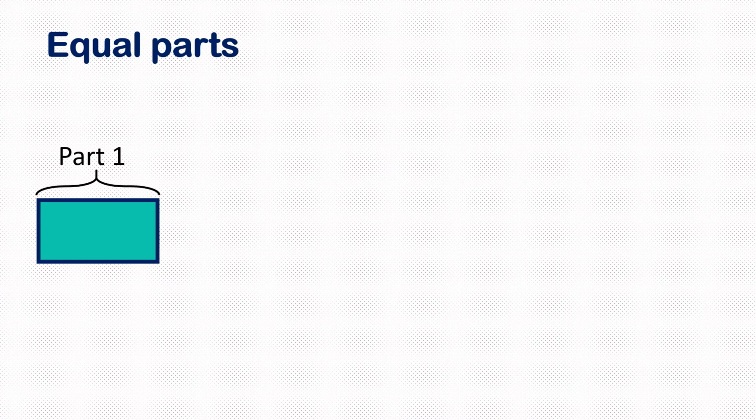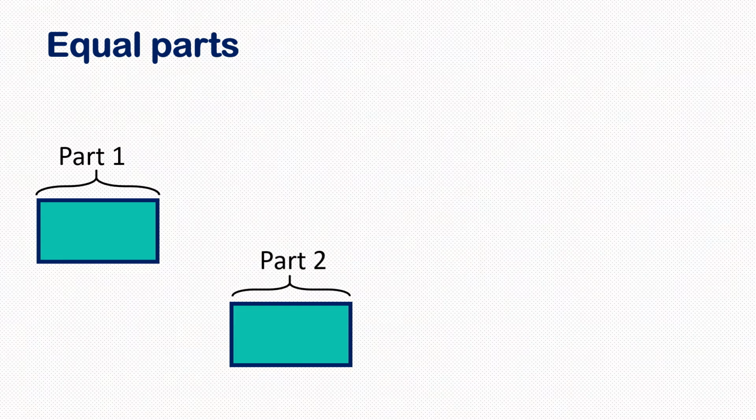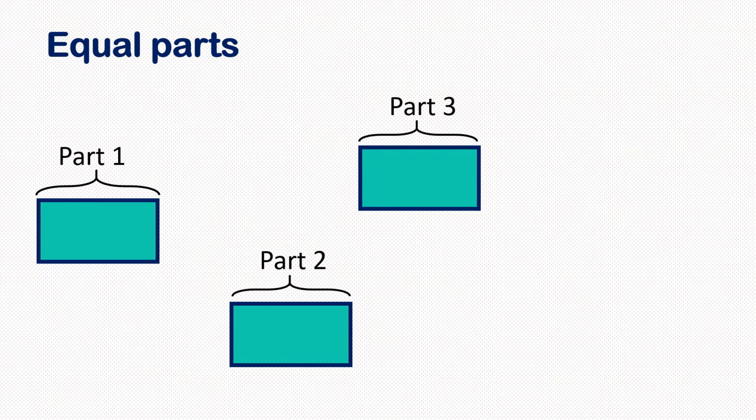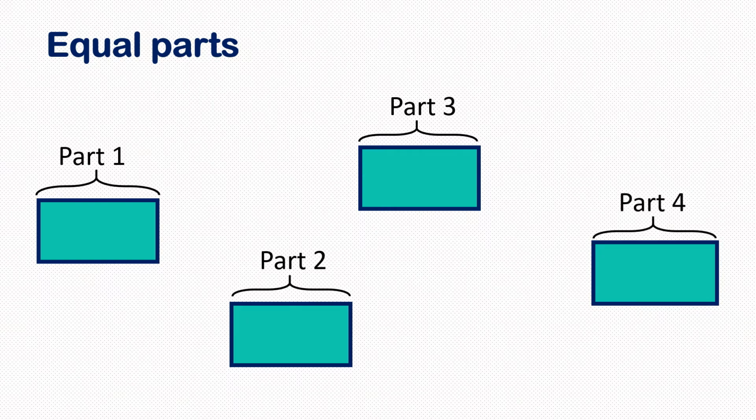Now we'll count equal parts. This is part 1 and this is part 2. Can you see these two parts are equal, same shape, same length. This is part 3. Part 3 is also the same as part 1 and part 2. There's another one. It's part 4. Now we can see all these parts are equal parts.